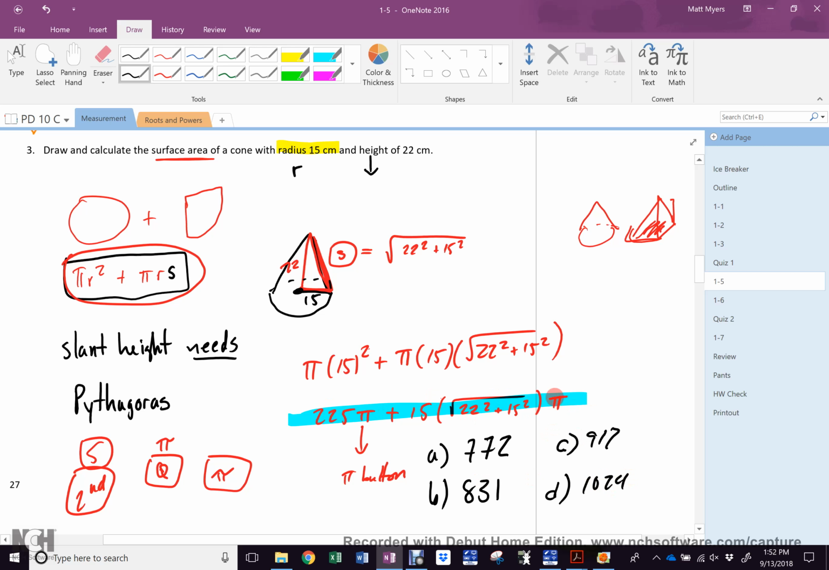But let me give you a hint. What's pi really close to? 3, isn't it? So this is 675. 15 times pi is 45, plus 15 times whatever that is, the square root of 22 squared plus 15 squared. You could get an estimate of that, add it up, and get something that was close. Is everybody with me? Sweet.